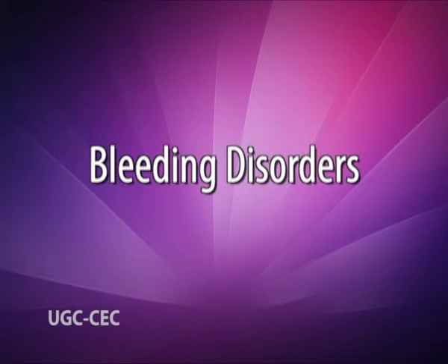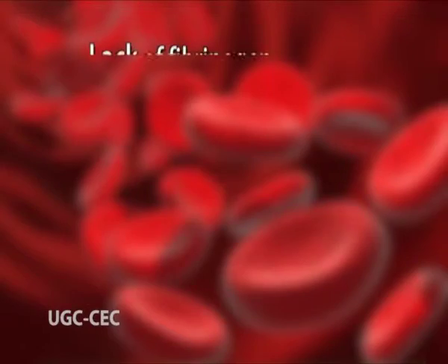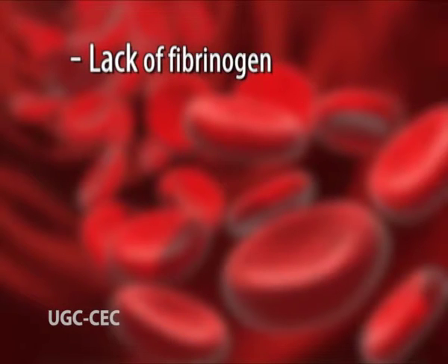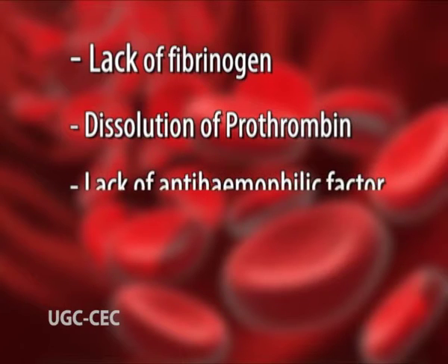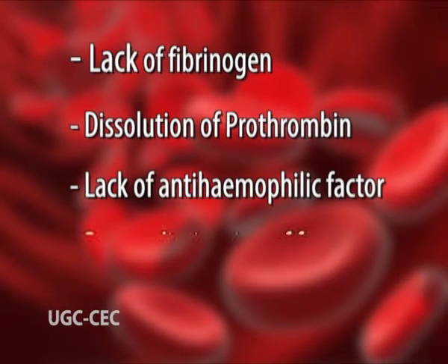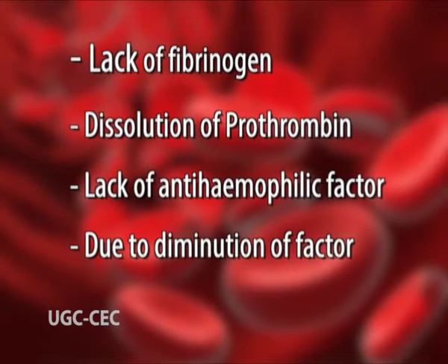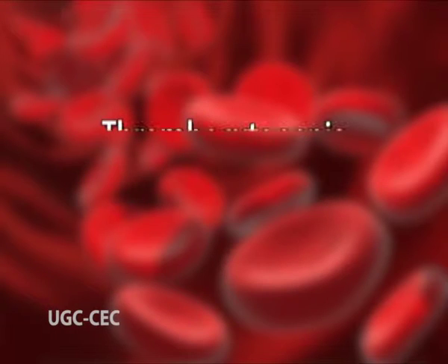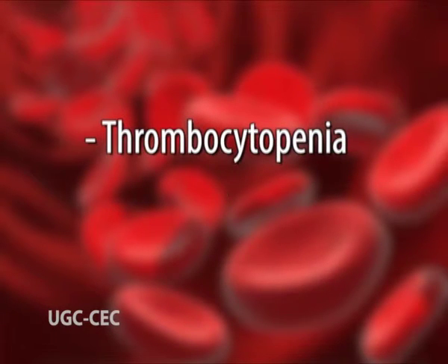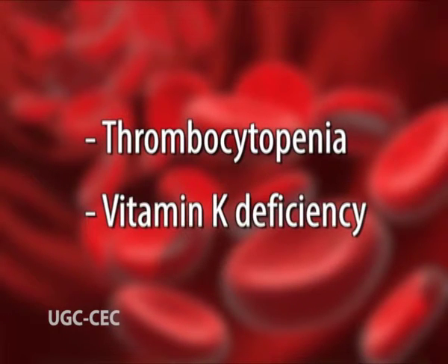Bleeding disorders. Bleeding disorders may be due to the following reasons: lack of fibrinogen, dissolution of prothrombin, lack of antihemophilic factor, diminution of factor V, VII, IX and XI, thrombocytopenia and vitamin K deficiency.